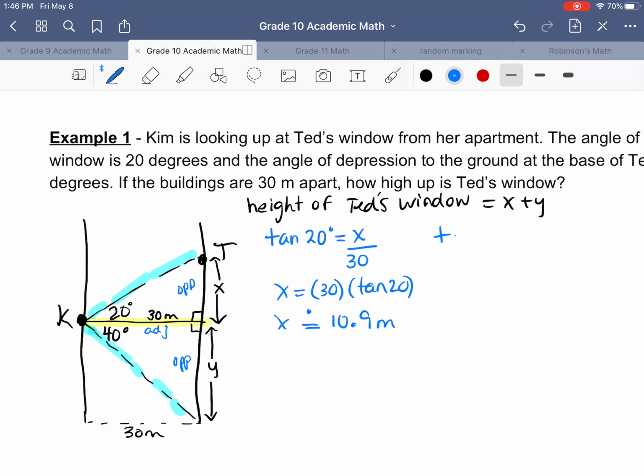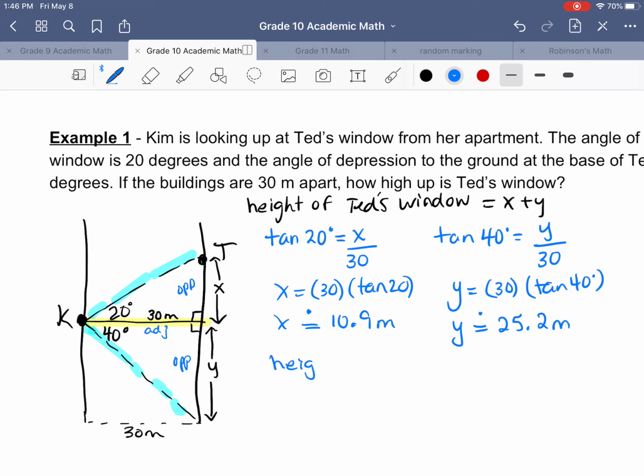So we found X, let's find Y now. So tan of 40 degrees is equal to Y over 30, and Y is equal to 30 times tan of 40 degrees. And Y is equal to approximately 25.2 meters. So we need to find our height. So height is equal to X plus Y, so 10.9 plus 25.2. That is equal to 36.1 meters.